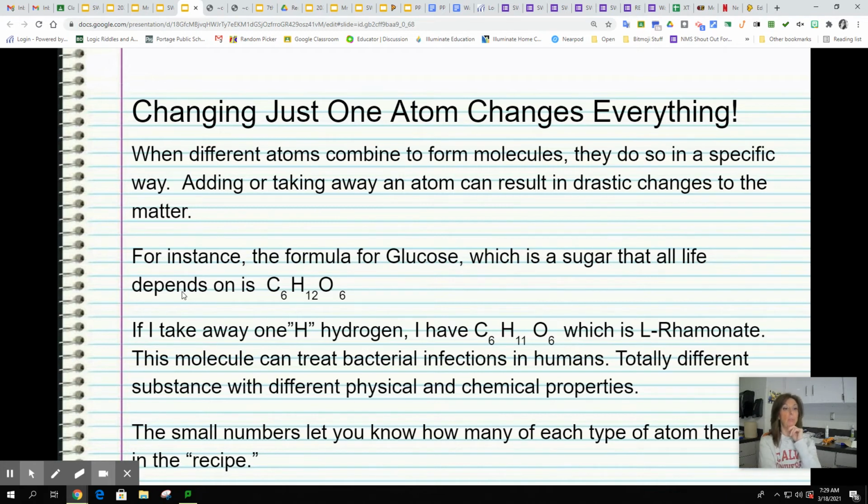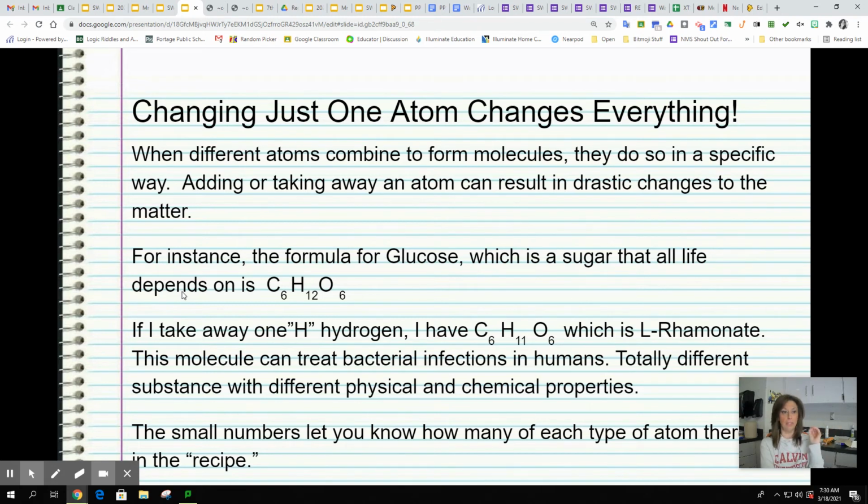So for instance, the formula for glucose, which is a sugar, just regular sugar that all life depends on. Here's the formula, C6H12O6. This is the sugar that plants make in photosynthesis. If we take away one H and make it H11, so we have C6H11O6, it's L-rhamnonate, which is a completely different molecule. This molecule, instead, is not sugar anymore; it is now a molecule that treats bacterial infections in humans.